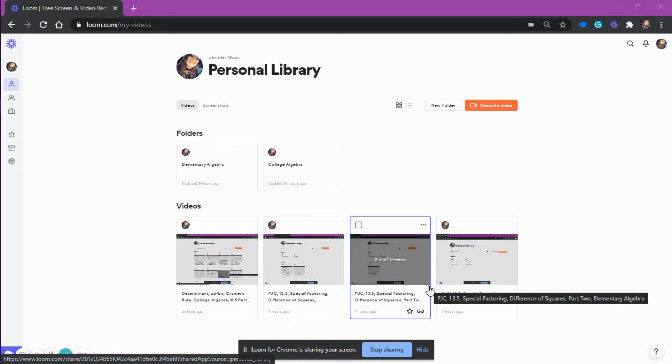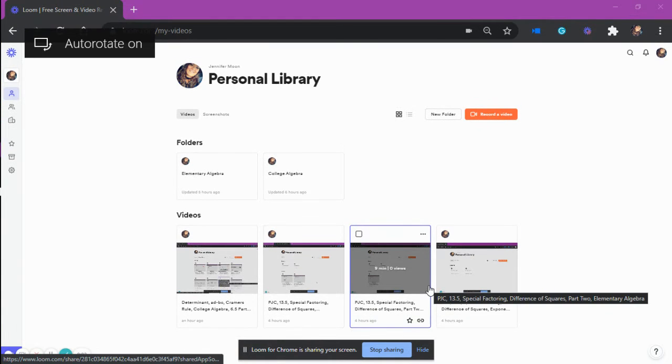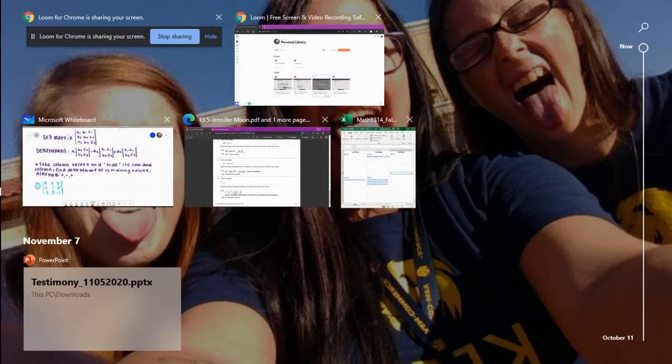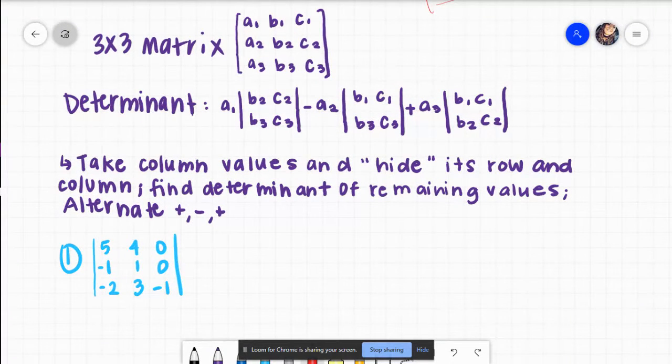Do the second part of 6.5. Let me get it to open. Okay, so let me hide this.